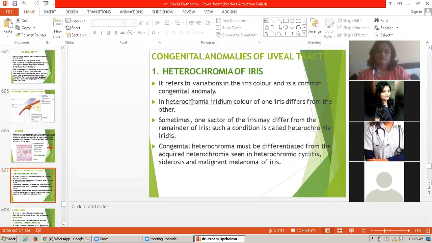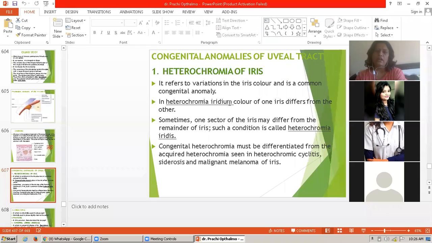Firstly, there are congenital anomalies of the uveal tract. In that, first is heterochromia of the iris. It refers to a variation in the iris color and is a common congenital anomaly. There is a variation in the iris color, so it is called heterochromia of the iris.